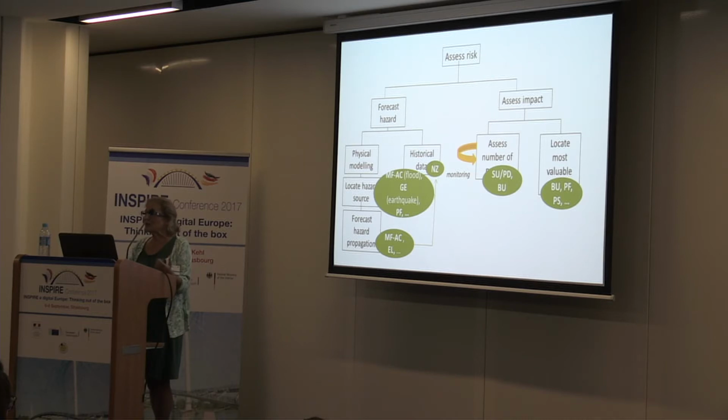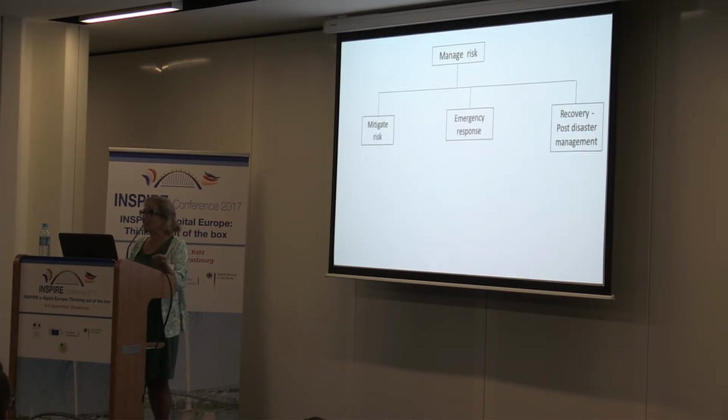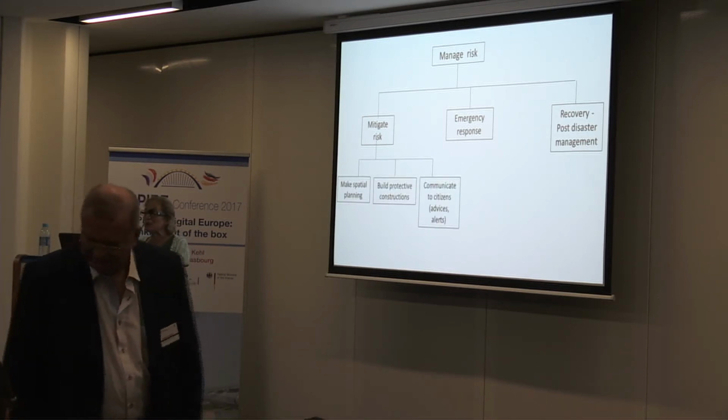Risk is not only about predicting the risk, but it's also about managing the risk. So, for instance, you need to mitigate risk before the disaster. You also have the emergency response during the disaster, and you have the recovery after the disaster. So mitigating risk, for instance, is making spatial planning.